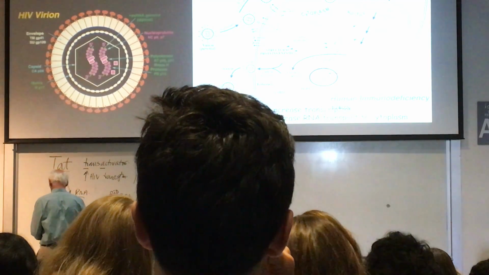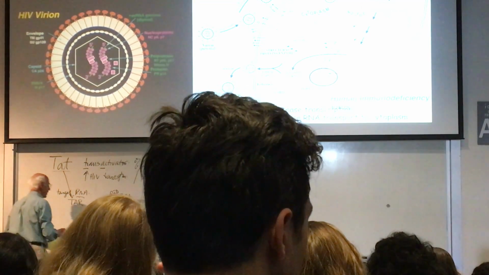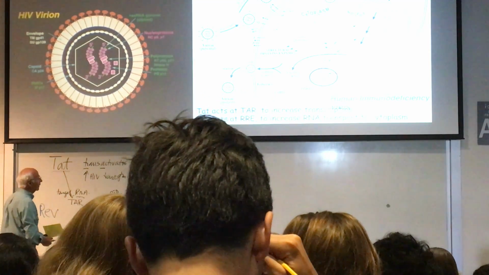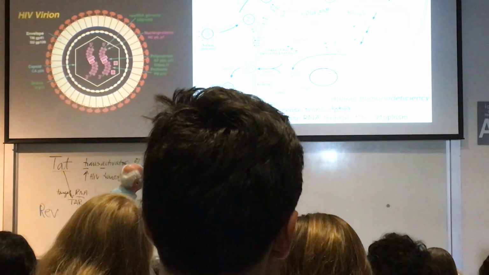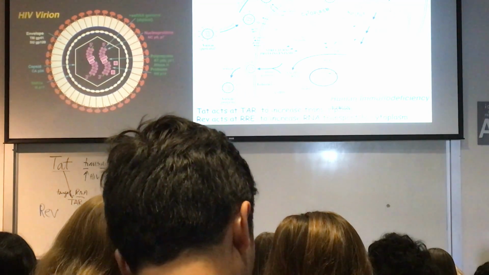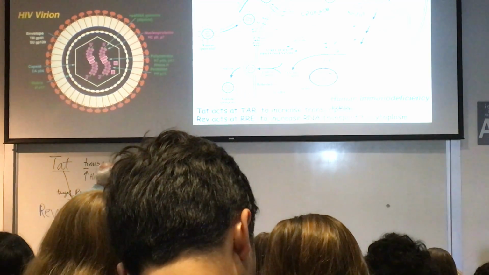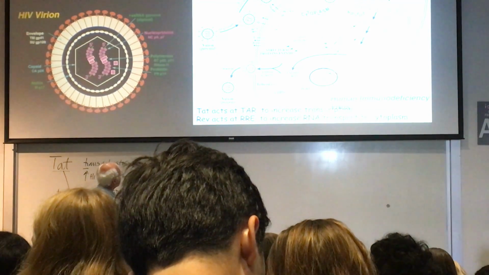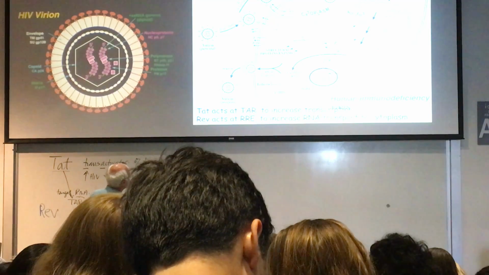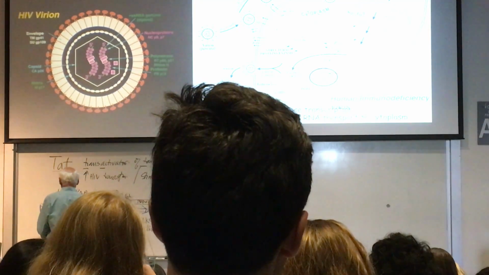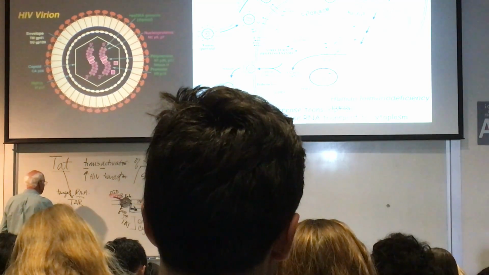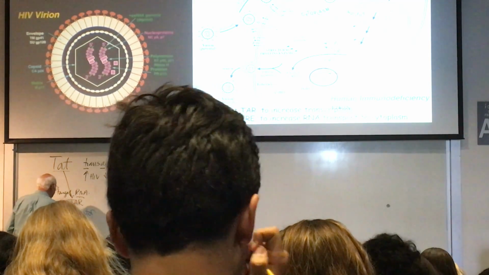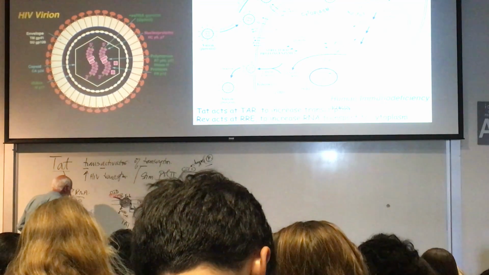Rev is another regulatory protein that's made from multiply spliced RNAs. So a different splicing pattern then gives us the transcript that makes the Rev protein. And Rev gets its name as regulator of virion proteins.